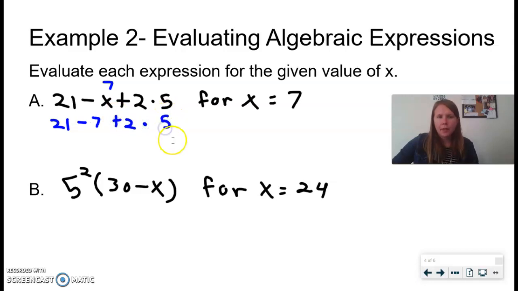So we're just going to rewrite it, 21 minus 7 plus 2 times 5. I want you to be able to use your order of operations and solve it out on your piece of paper. Yes, I want you to solve these ones too with me. So that's as far as I'm going to go for right now.